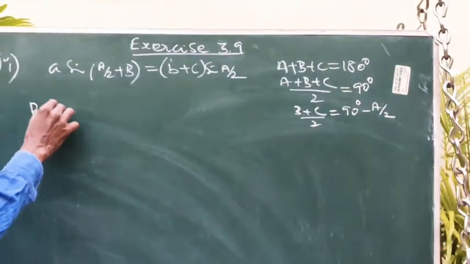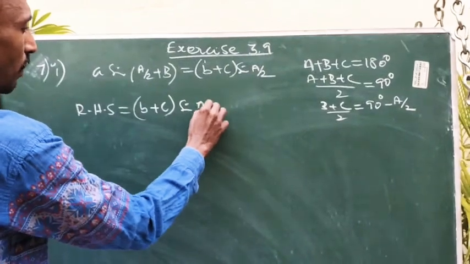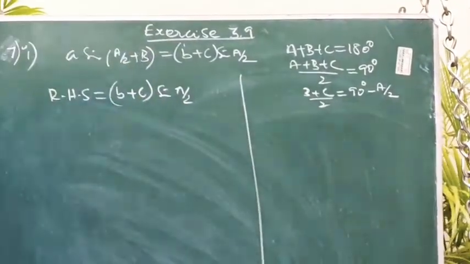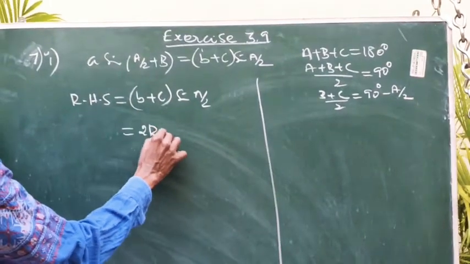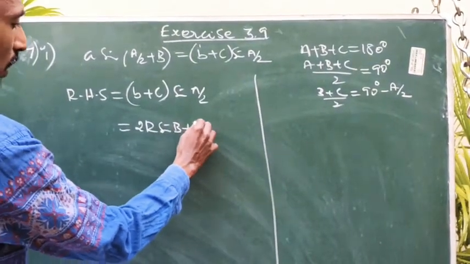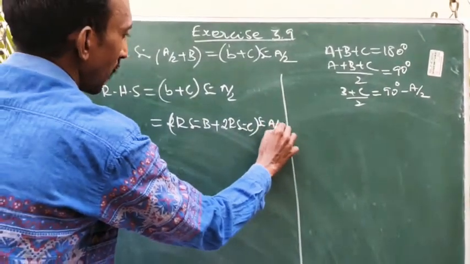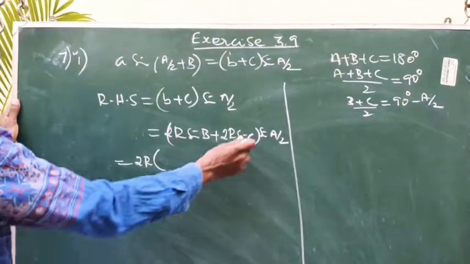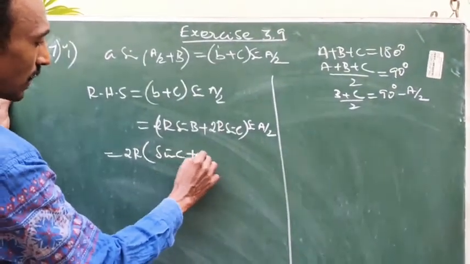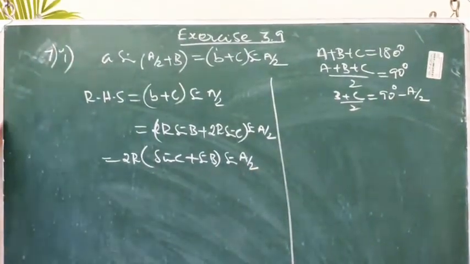So again take the RHS, (b plus c) into sin(A by 2). Okay, so my dear student, again use the sine formula. b equal to 2R sin B, c equal to 2R sin C, into sin(A by 2). Okay, so take 2R outside. I am writing C first, sin C plus sin B. So that is for some arrangement.